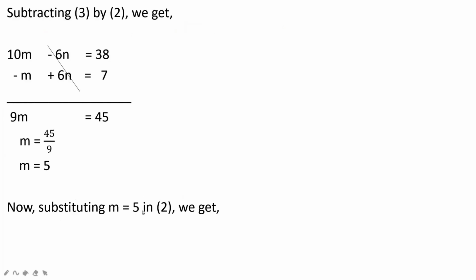So now substituting m is equal to 5 in equation 2. We get m minus 6n is equal to minus 7, which was our equation. Now we substitute 5 minus 6n is equal to minus 7. Now we will keep the variables on one side and send the constants to the other side. So we get 5 plus 7, we brought 7 over here and we send 6n over here, so 6n is equal to 12. So we get our n as 2. Therefore, we have m is equal to 5 and n is equal to 2.